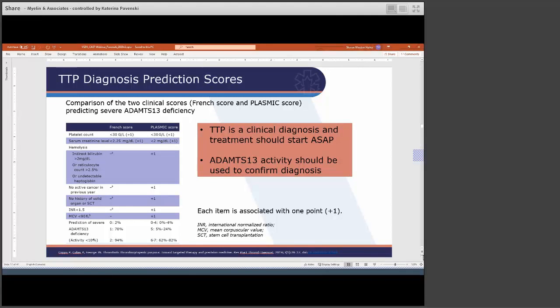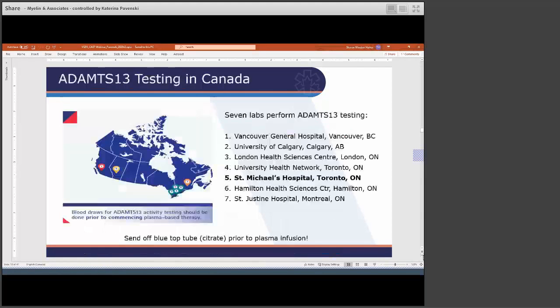whereas the PLASMIC score has substantially more lab data and history data that you have to input to decide whether this is likely to be TTP or not. What I would argue is that scores are good. However, TTP ultimately is a clinical diagnosis, and treatment has to start right away. ADAMTS13 activity is very important to confirm the diagnosis, but it will not be immediately available.